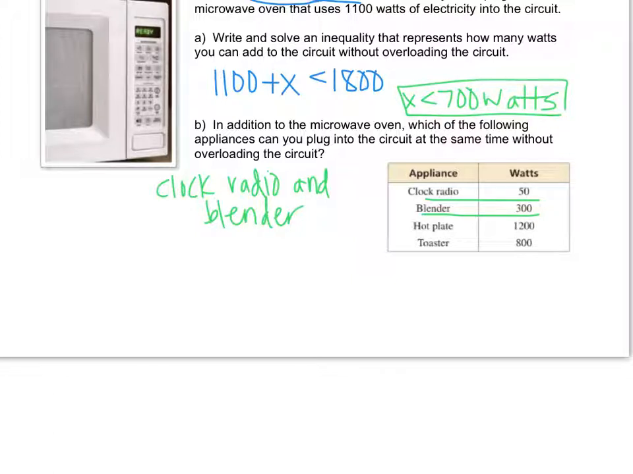Alright, and that's solving inequalities using addition and subtraction. Very straightforward. If you have any questions, write them down and ask me when you come to class.